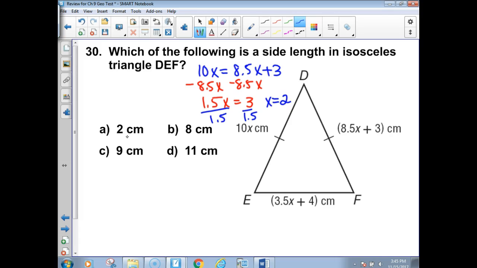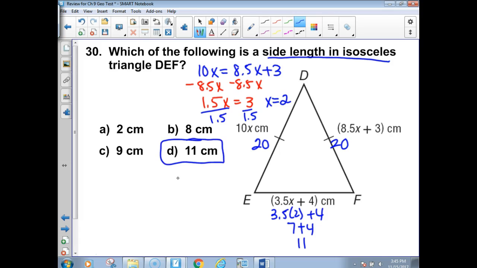Now, what's a common mistake to do is circle A. Okay, but that's not what they asked. They said, which of the following is the side length in that triangle? So if I substitute 2 back in right here, I'm going to get 20, right? If I substitute 2 back in over here, I'm going to get 20. So it's not either of those sides because that's not one of the choices. If I substitute 2 back in here, 3.5 times 2 plus 4, I get 3.5 times 2 is 7. 7 plus 4 is 11. So it would have been choice D. Okay? I don't know if we went over that.